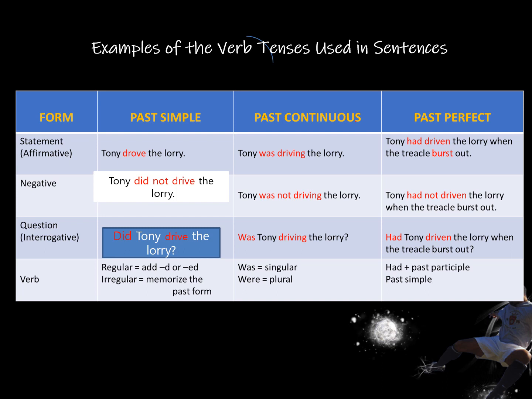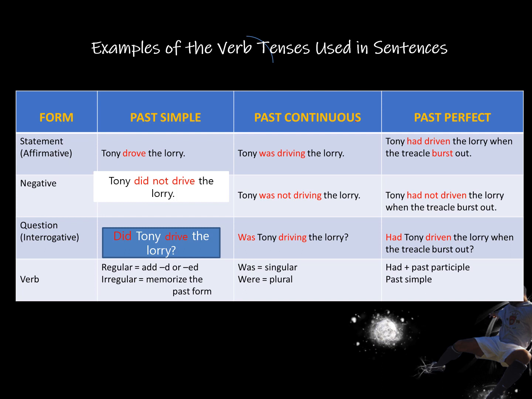What about if we're using the past perfect tense of the verb? How would we make it in the statement form? Simple, like Tony had driven the lorry when the trickle burst out. So here, the past perfect tense of the verb uses the auxiliary verb had followed by the past participle form of the verb. So in this manner, we say Tony had driven the lorry when the trickle burst out.